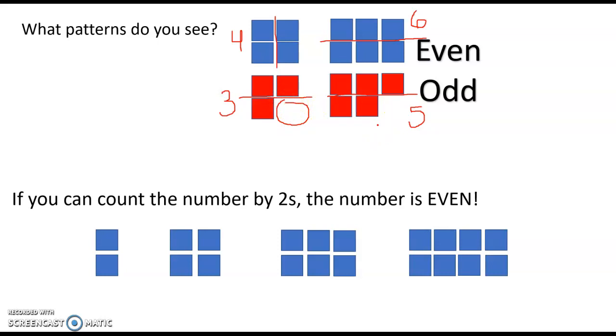If you can count on a number by 2s, the number's even. So here we have 2 squares. As we continue counting by 2s, we have 2, 4, 6, we have 8. So if you can count by 2s, the number is even.